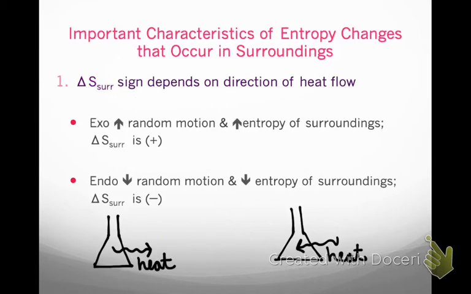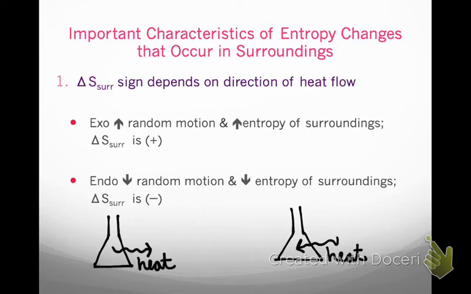There's two important characteristics of entropy changes that occur in the surroundings. The first says that the sign of delta S depends on heat flow. Heat flow means, is it going into the system or out of the system? So we're going to be talking about endo or exo and how this affects the surroundings.